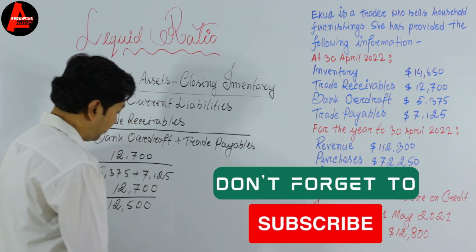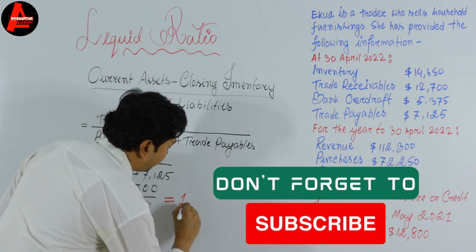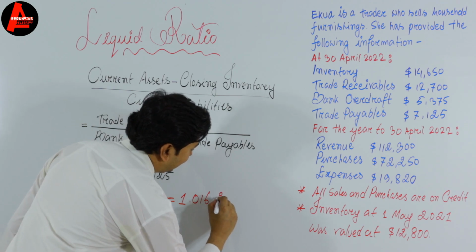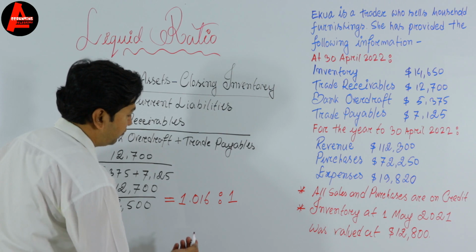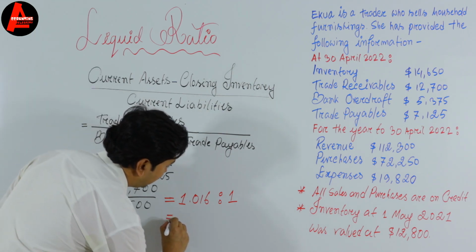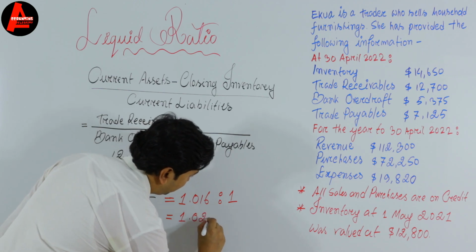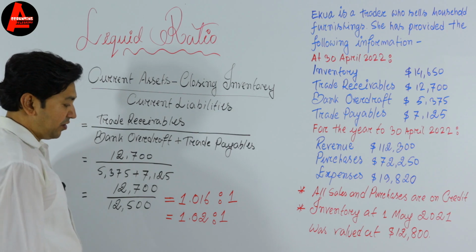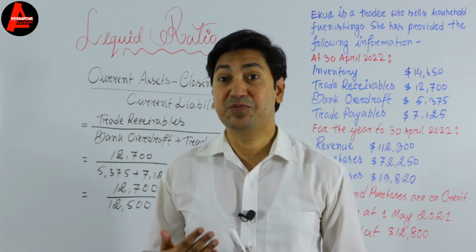What do we get if we divide? We get 1.016 to 1. If we round up, it is 1.02 to 1. We take 2 decimal places. This is not complicated. You need to practice.